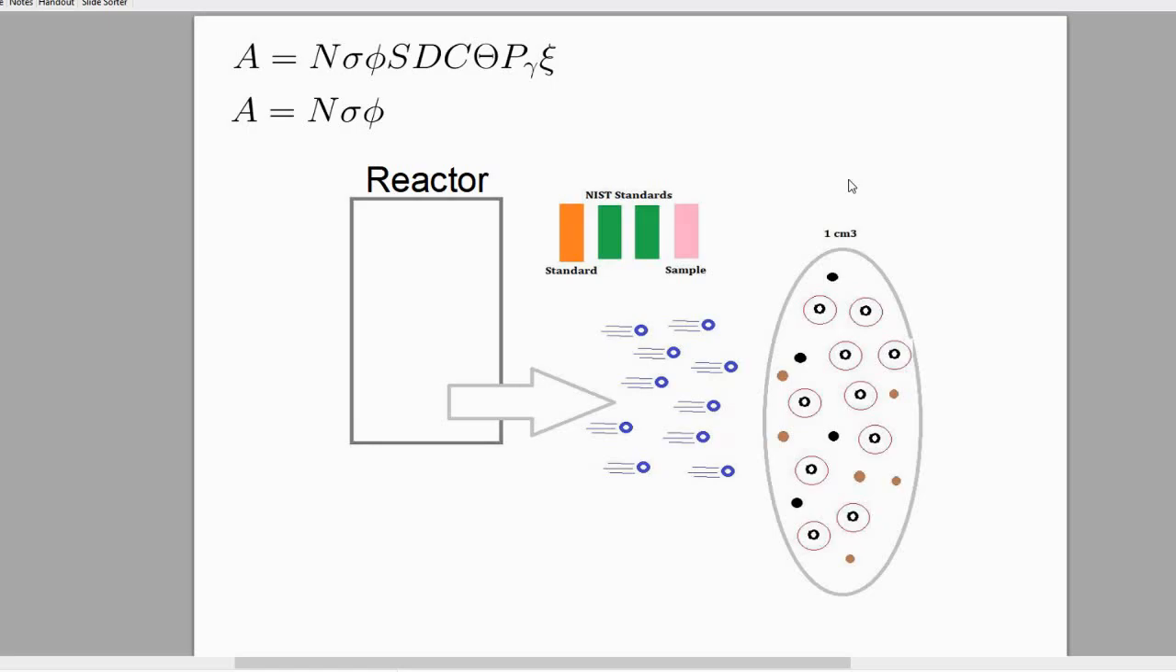How many of our atoms are absorbing a neutron per unit volume per second? So the way we would increase that is if we say these blue moving things are our neutrons. If we increase the magnitude of our flux, we will get an increased reaction rate.